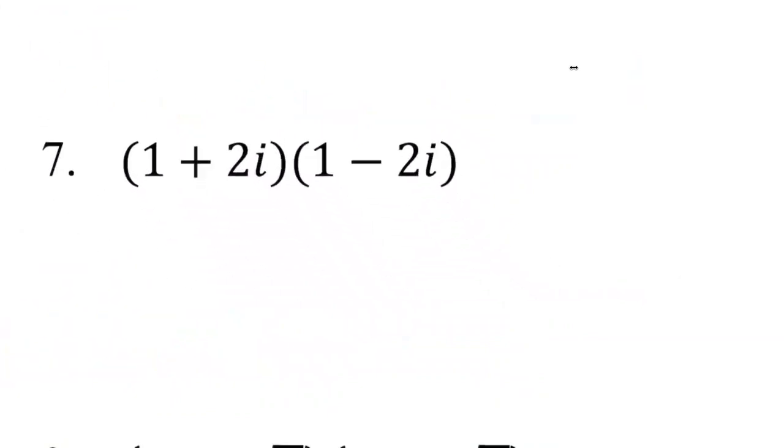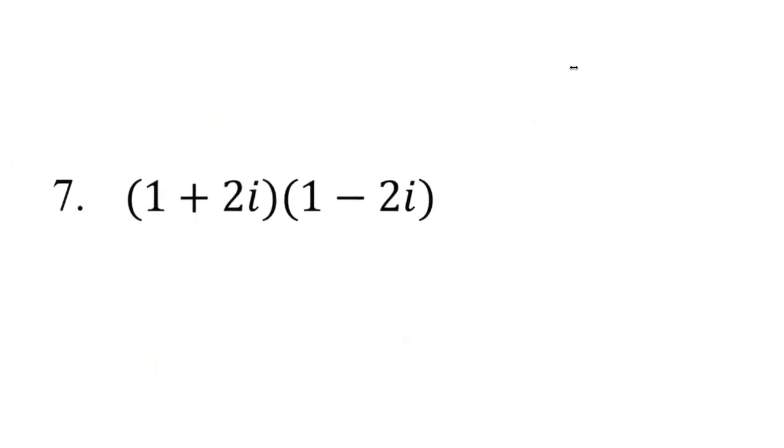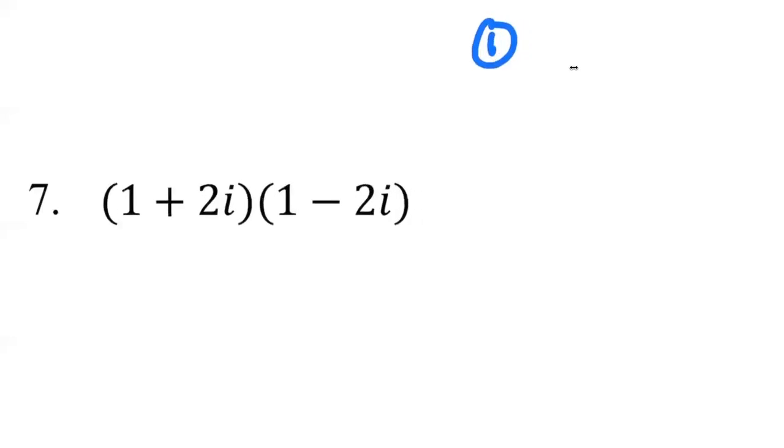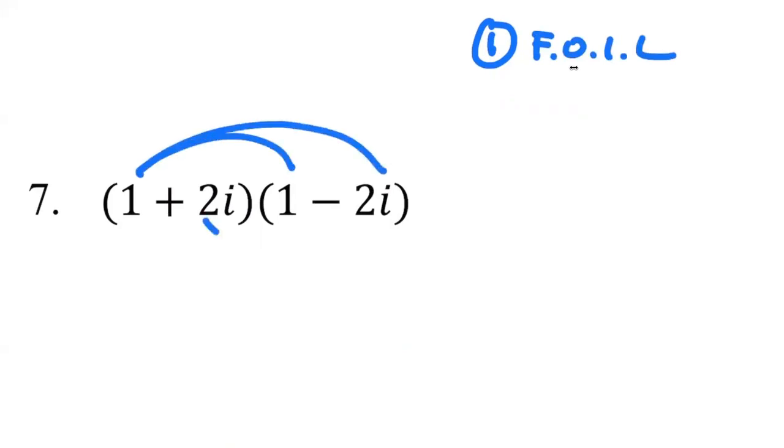All right, now what about this one right here? What can you do? I could offer you two ways to do this. The first way is the average person way. The average person would do FOIL: first, outside, inside, and then the last. Oh, my bad, the last would be this one. You can do that, and we'll go ahead and do this. So let's just be an average person for a moment.